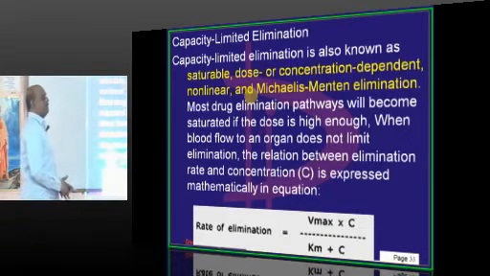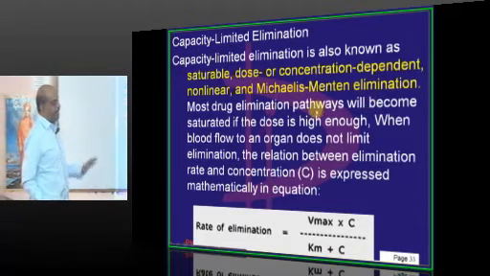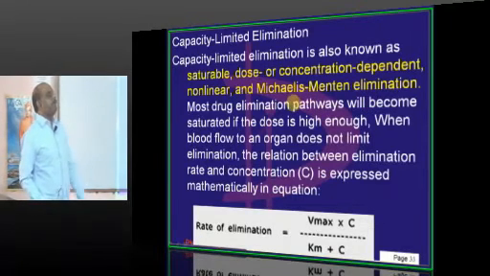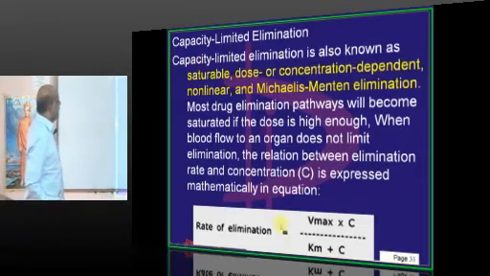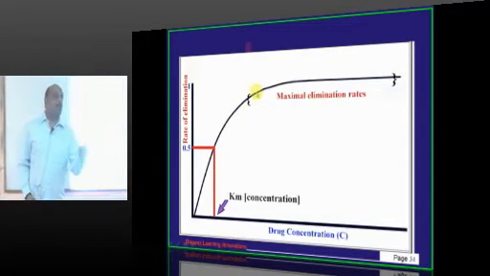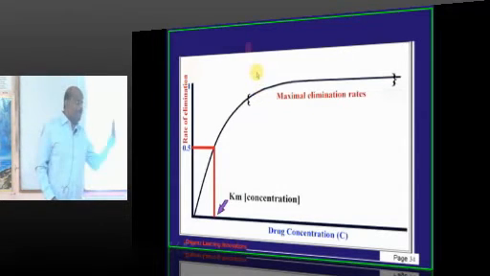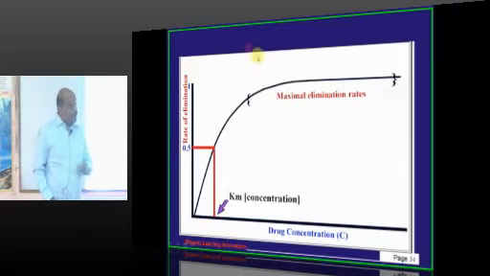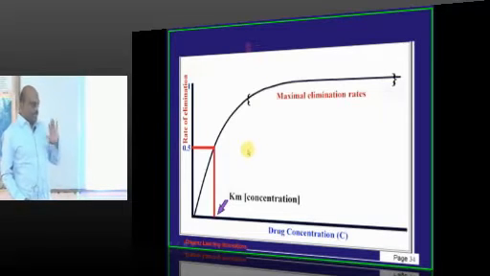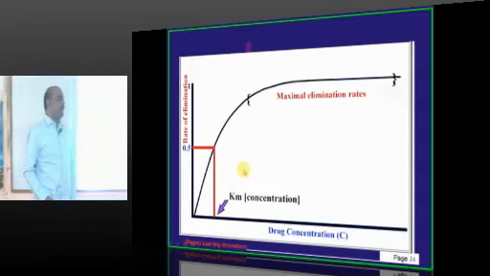So what are the keywords you will remember? Saturable, dose or concentration dependent, non-linear form of elimination is called capacity limited elimination. Once more we will come across this kind of kinetics in biochemistry, in the enzymes chapter, competitive inhibitors, non-competitive inhibitors, where we will review it once more. For now, remember, capacity limited elimination is the enzyme dependent saturable form of elimination.